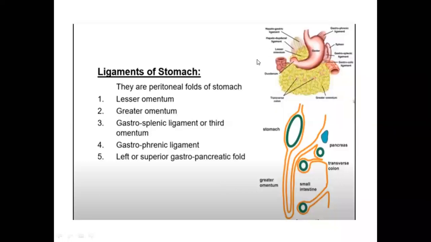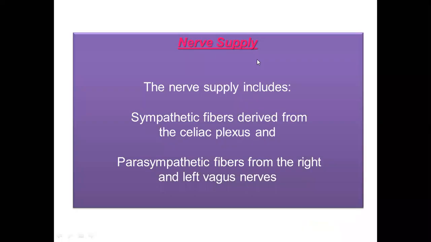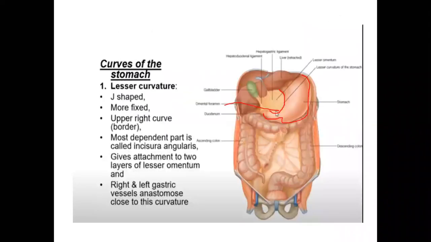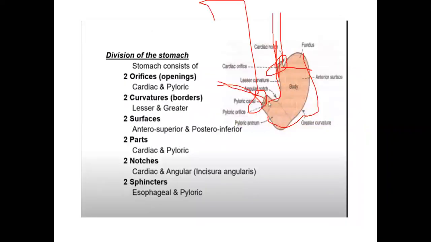Stomach has three anatomical parts: fundus, body, and the pyloric part. It has two curvatures. The smaller one is the lesser curvature and the larger one is the greater curvature. The lesser curvature is situated on the right side and the greater curvature on the left side.